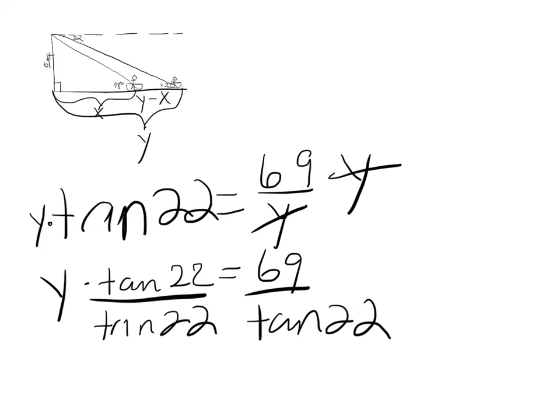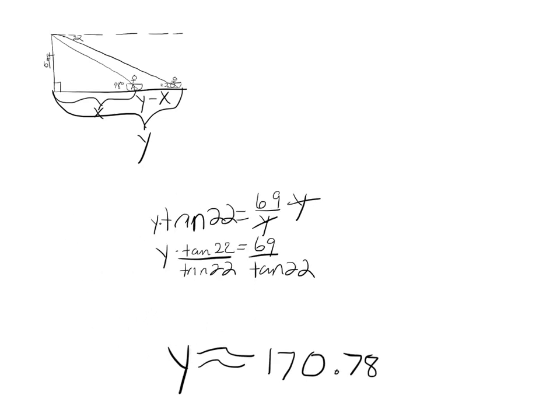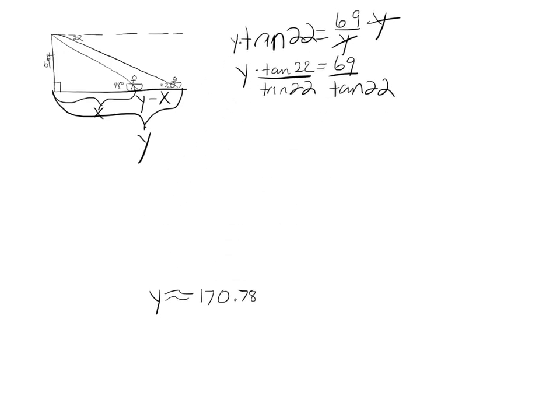All right, so when you do this on your calculator, you should get y is approximately, let's just go ahead and round this to the hundredths place, we'll say it's 170.78. So this is the distance from the lighthouse to the second boat, boat B.